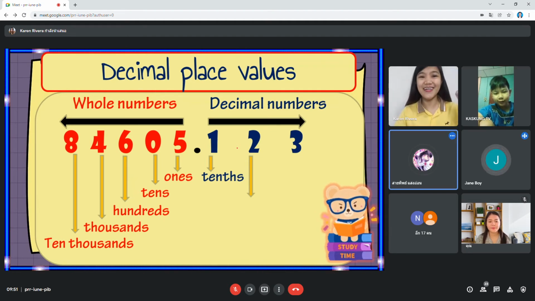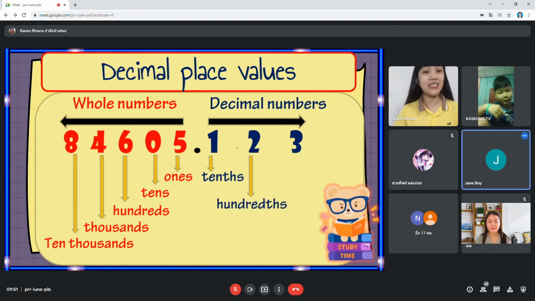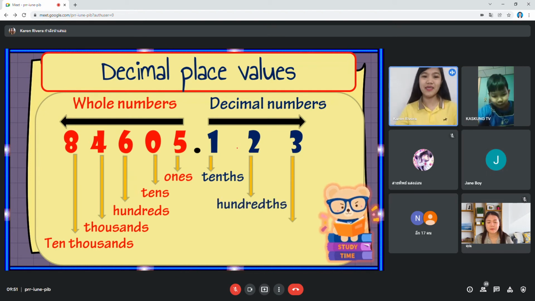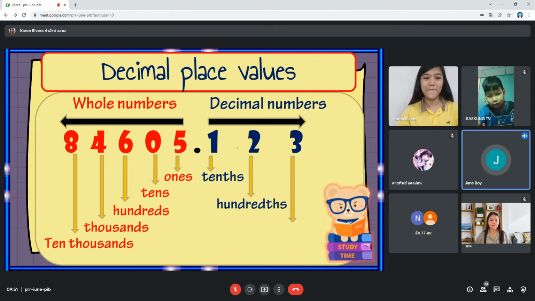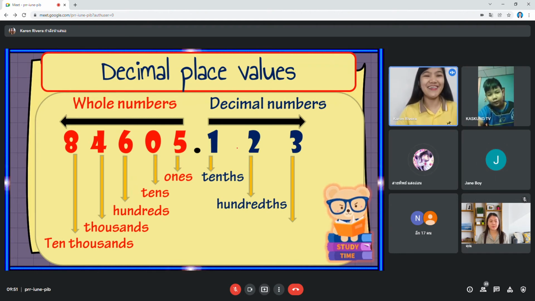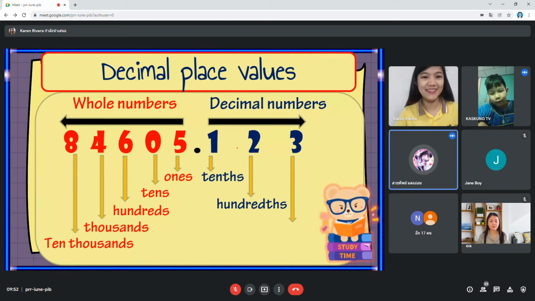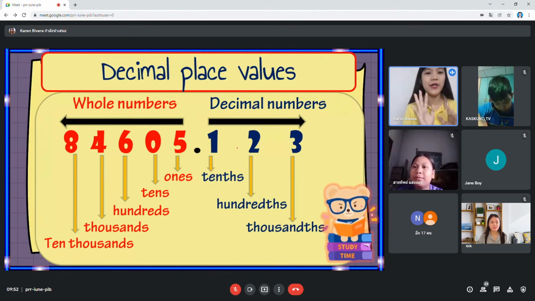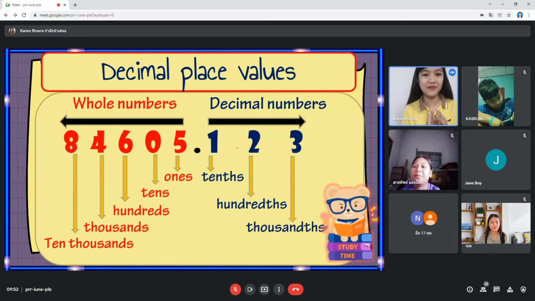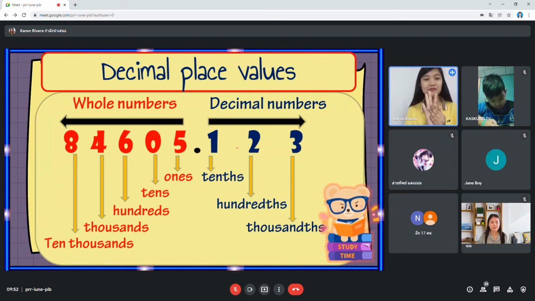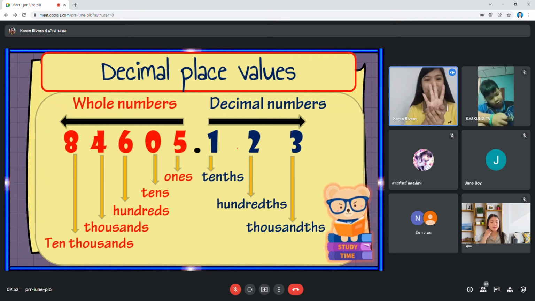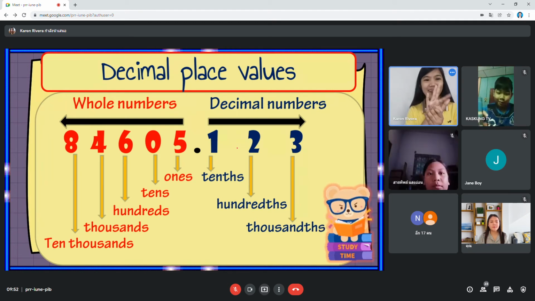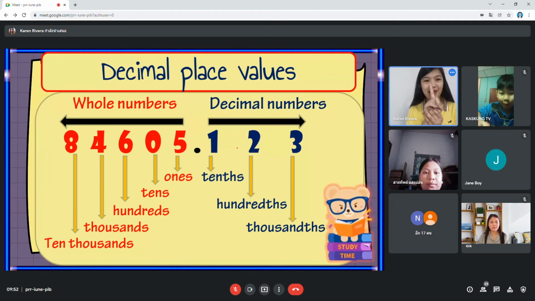Hundreds. Very good. And number 3, what is that? Thousands. Say it, thousands. Okay, that is a thousand. So, plus I will give you 5 seconds. Remember the place value. 5, 4, 3, 2, 1.